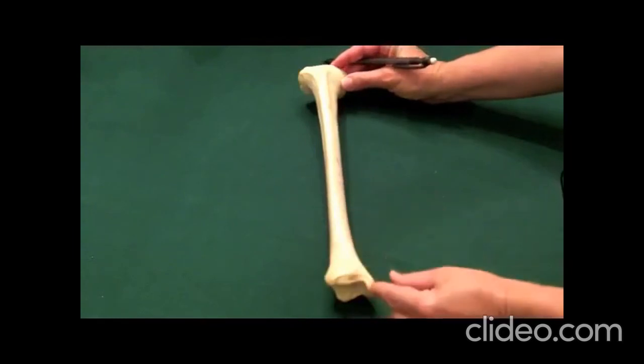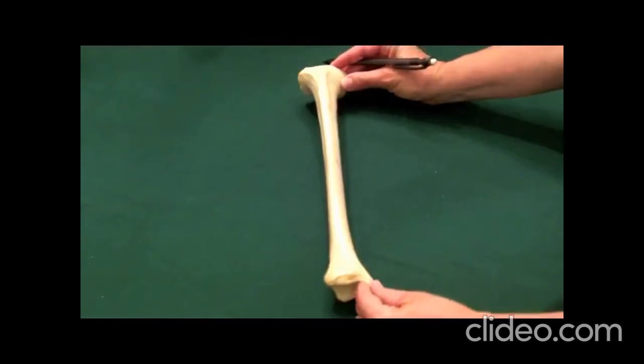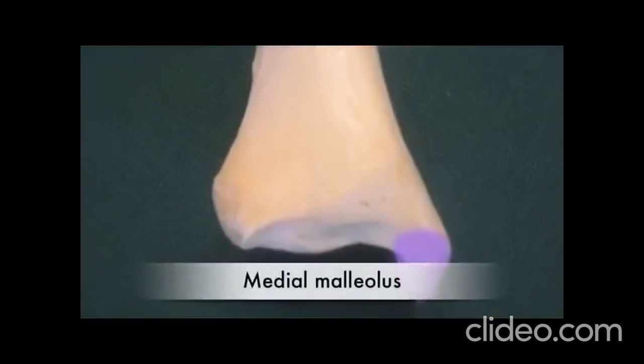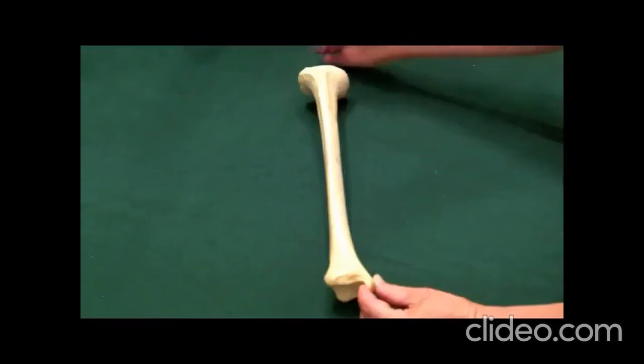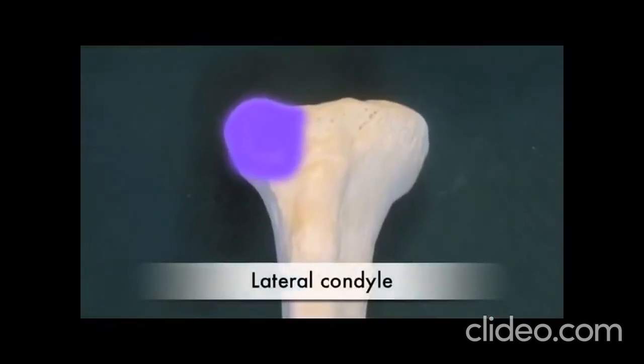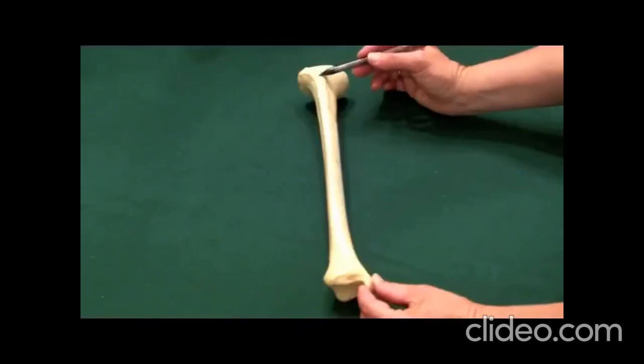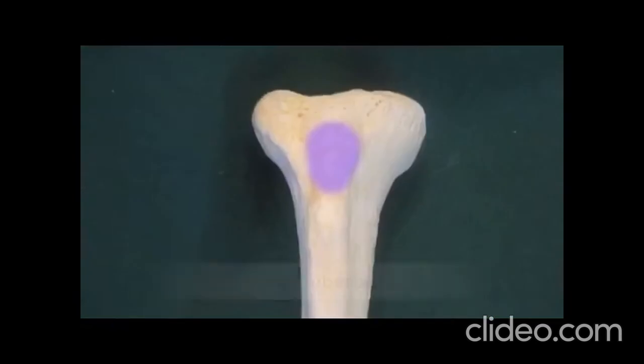Medial condyle is on the same side of the bone as this projection that comes off the bottom of the bone. That's called the medial malleolus. And then the lateral condyle would be on the opposite side. This projection that you see is called the tibial tuberosity.